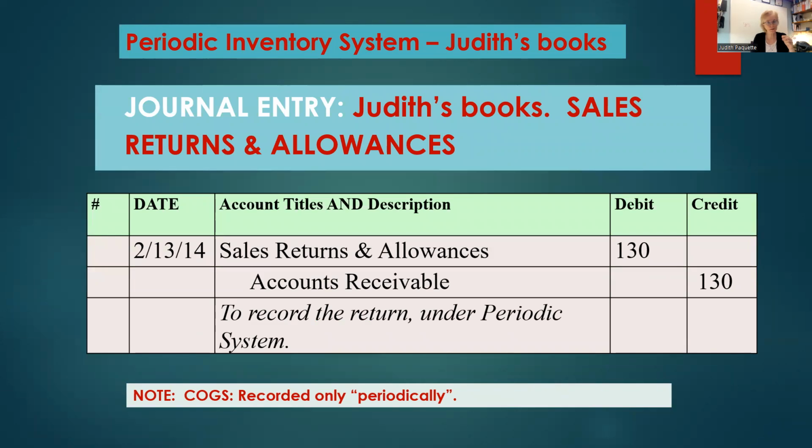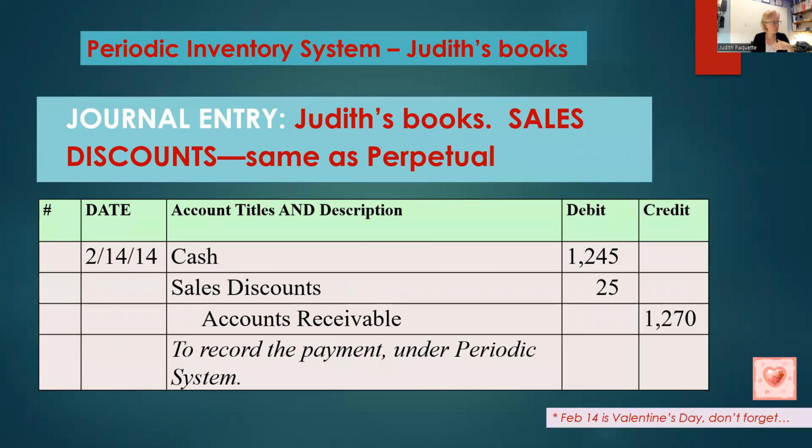If I'm doing a perpetual system, I know exactly what I sold, and so it just goes in automatically. That's going to be true for the returns also. We know how to do the sales return and accounts receivable part of the transaction, but we're not going to record inventory coming back. And then this journal entry for recording the sale is the same.